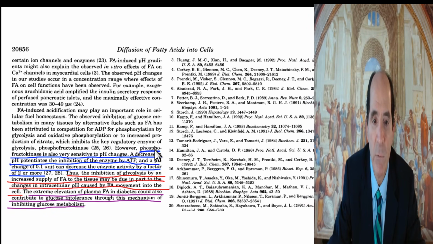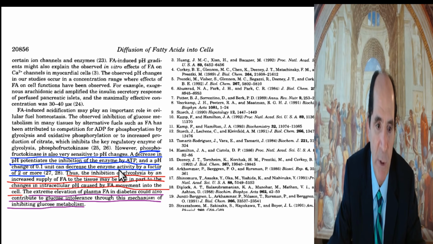The key regulatory enzyme of glycolysis, phosphofructokinase, is very sensitive to pH changes. A decrease in pH potentiates inhibition of the enzyme by ATP, so excess energy also inhibits it. And a small pH change of just 0.1 unit can decrease enzyme activity by a factor of 2 or more. Thus, the inhibition of glycolysis by increased supply of fatty acids to the tissue may be due in part to changes in intracellular pH caused by fatty acid movement into the cell.